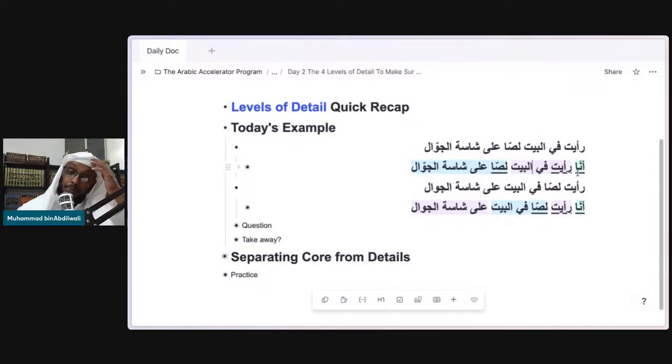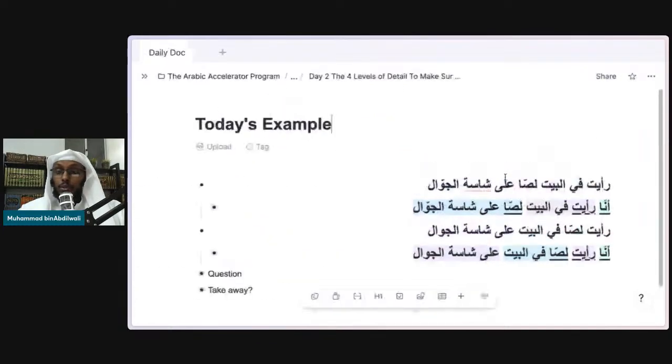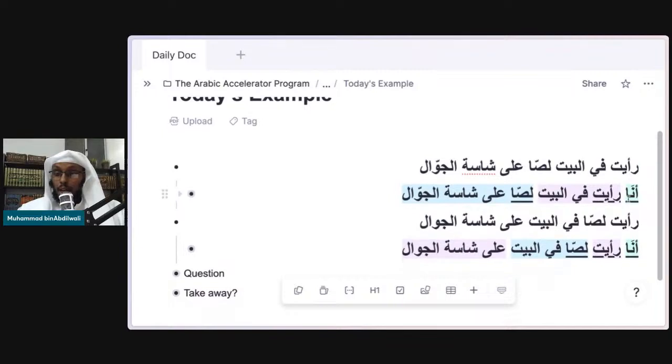Now, as you can see here, ana, the words for the core sentence, I've underlined them. Here we have ana ra'aytu lissan. That's the core sentence: I saw a thief. But as you know, these two sentences are actually very different, because one of them means you have to call the police straight away, and the other one does not mean that you have to call the police straight away.